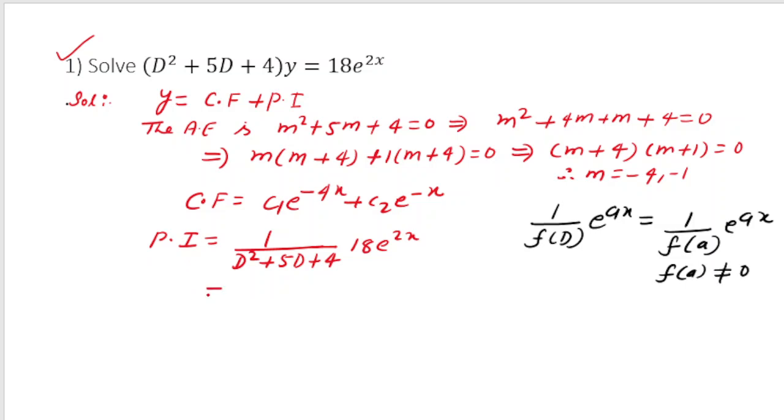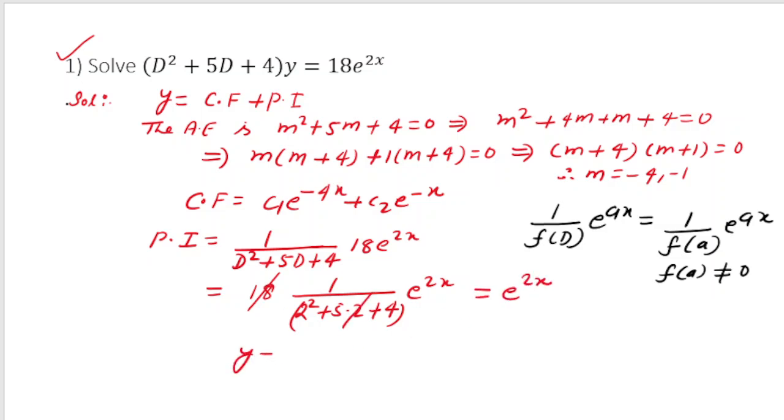So here also we are applying this. 18 being a constant will come out of the operator, and in place of D, if I put 2, I will get 2 square plus 5 into 2 plus 4, e to the power 2x. You can see it will be 4 plus 4 is 8, and plus 10 is 18. So this whole thing here and this 18 will cancel each other. So what I will get is e to the power 2x.